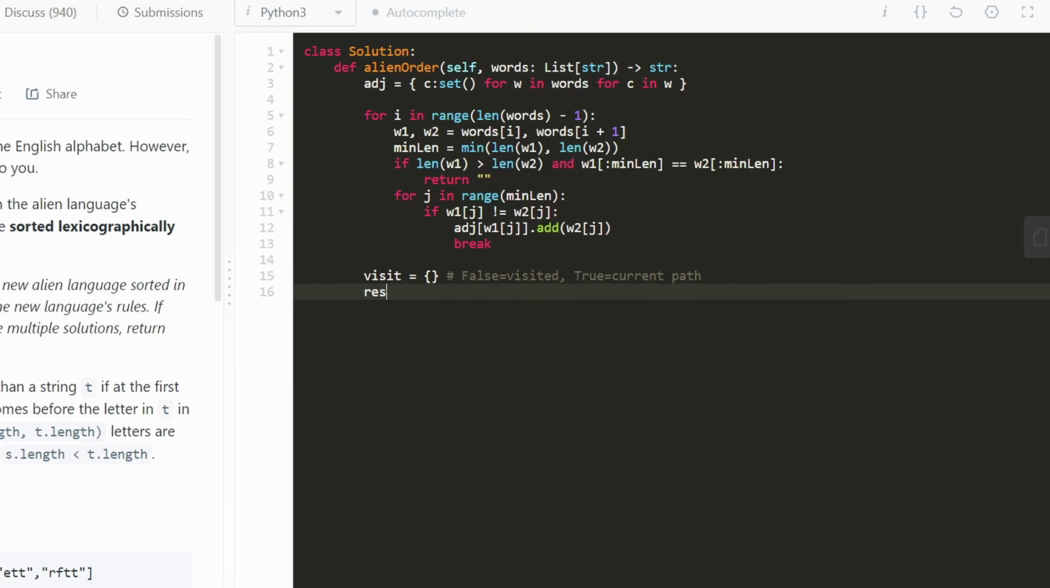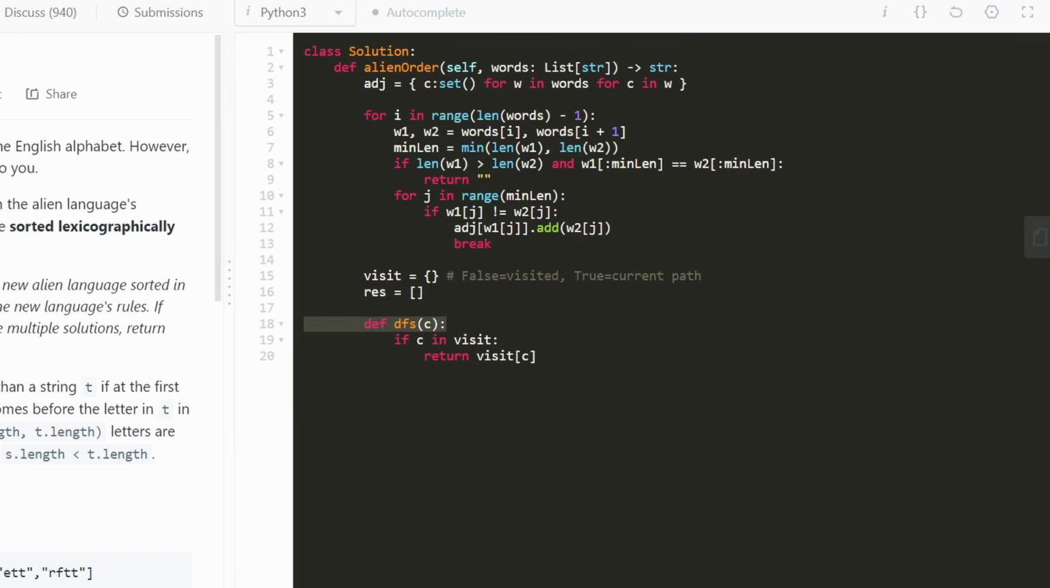We also want to maintain a result. And remember, we're going to be building this in reverse order. So I'm actually going to make it a list initially, and then we're going to join the characters in that list at the end in reverse order. So we can define our DFS function. All we need to do is pass in the current character or node that we're visiting. Now, if character is already in visit, then we're just going to return. And now what are we going to return? We're going to return the value that's stored in visit. So if it's already been visited, then we're just going to return false. If it's in the current path, then we're going to return true.